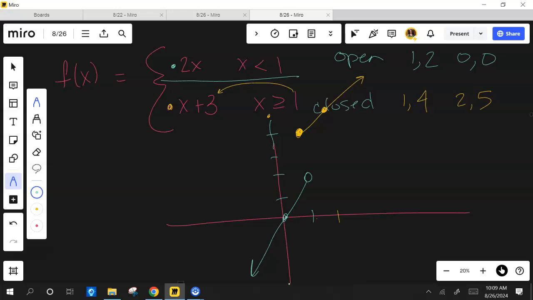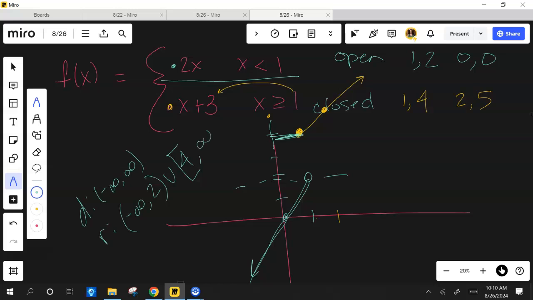What's the domain of this while we're here, though? Domain and range never go away. Somebody said it. Negative infinity to infinity. How about the range? Bottoms up. Negative infinity. Look what happens here. If I go from the bottom up, up, up, but it stops at 2, right? Does it include 2 or no? No. So it's a parenthesis, and then it picks back up where? 4. Does it include 4? No. And then it goes up forever.